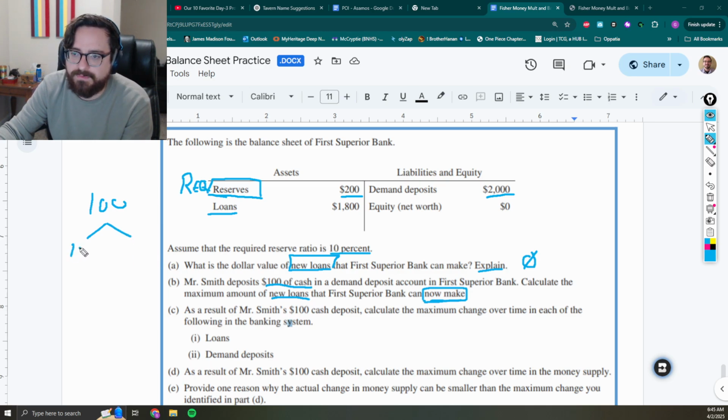10% goes to the required reserves. So 10 goes to the required reserves. The remaining 90 goes to our excess reserves, and that's the loanable money for the bank.